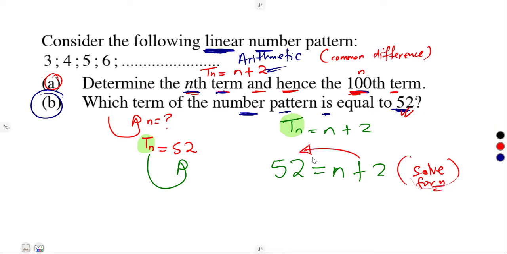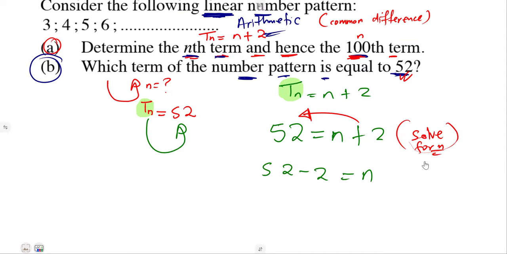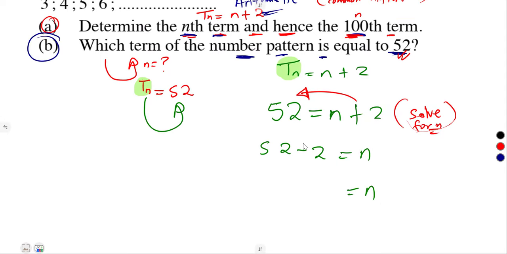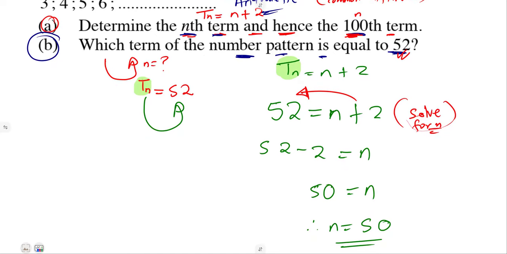So let us take the 2 to the other side. What are we going to have? That is going to be 52 minus 2, because a positive to the other side becomes a negative. So that's equal to n. So in actual sense, our n is going to be 52 minus 2, which is 50. That's it. That's the 50th term. n is 50. As long as you have the nth term, you can answer any question.